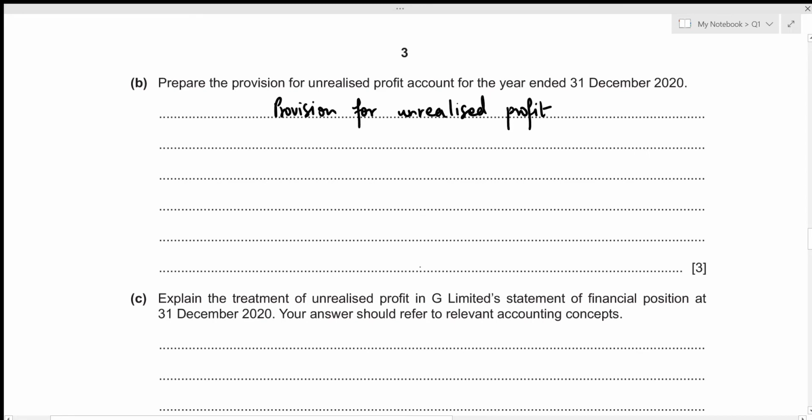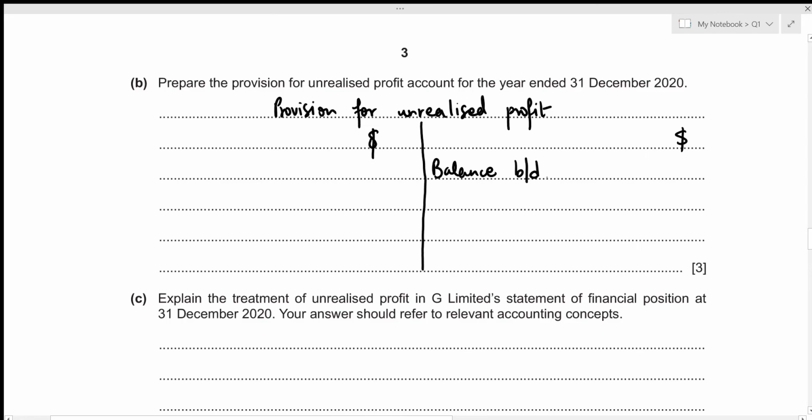So this will be a ledger account or a T account. I'm just going to divide it. This will be the debit side and this will be the credit side. And since we're talking about unrealized profit, our opening balance will be on the credit side. So we can write it down as balance brought down. And this will actually record the amount of the unrealized profit associated with the opening inventory of finished goods.